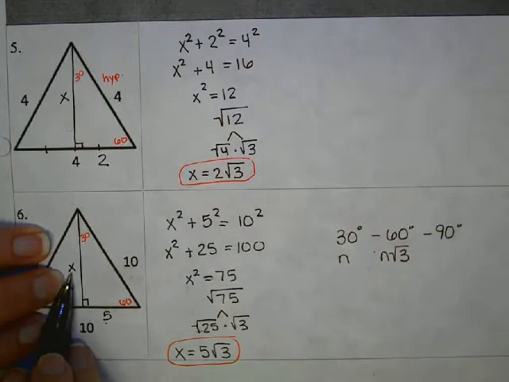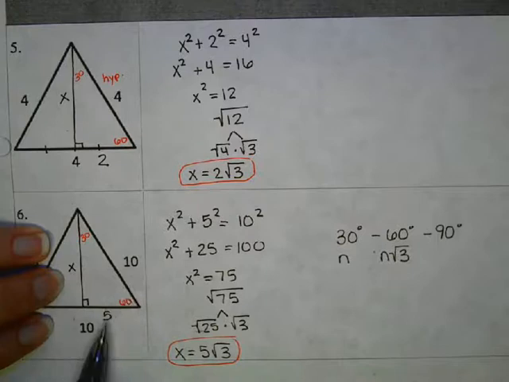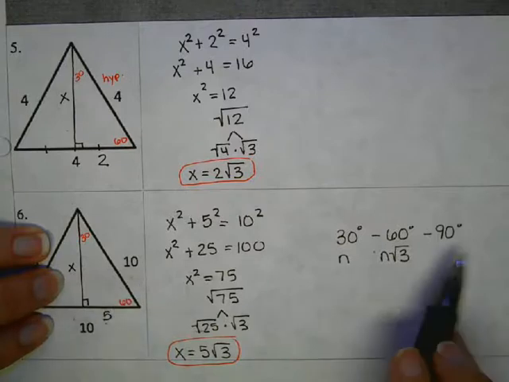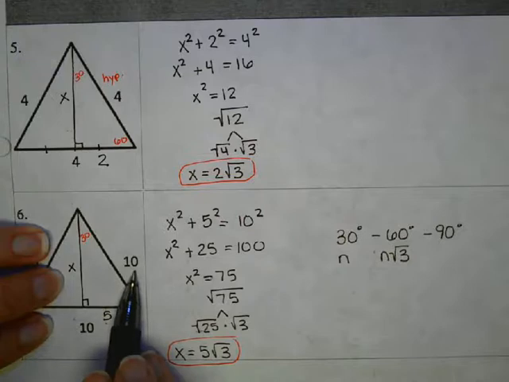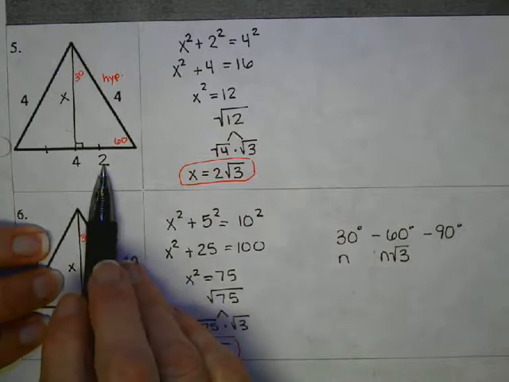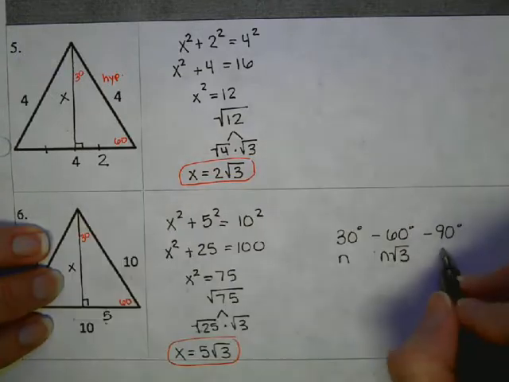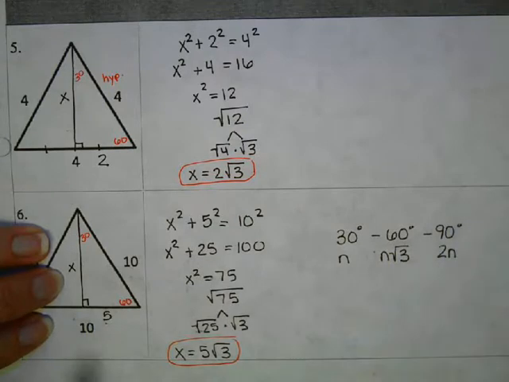So we have to figure out, how can I go from 5 to 10? What could I write as a rule for that? Well, 5 times 2 is 10. Let's see if that works up here. 2 times 2 is 4. So this is just 2 times n. Whatever number this is, you times it by 2 to get the hypotenuse.